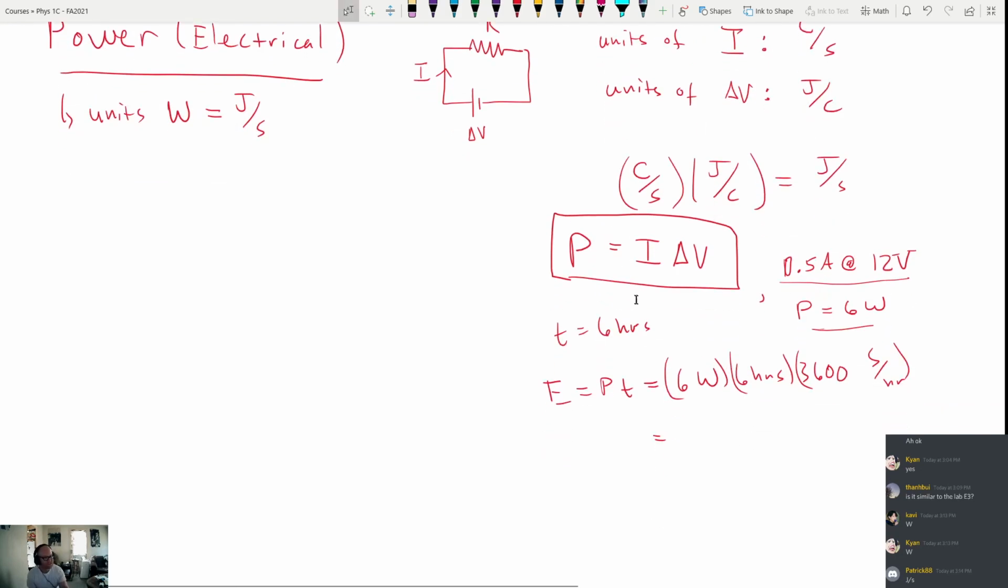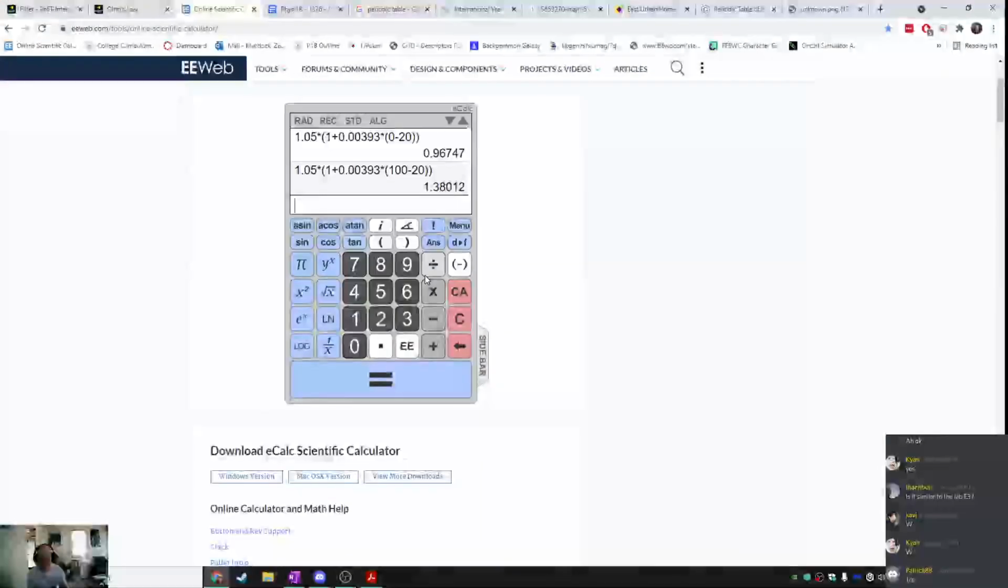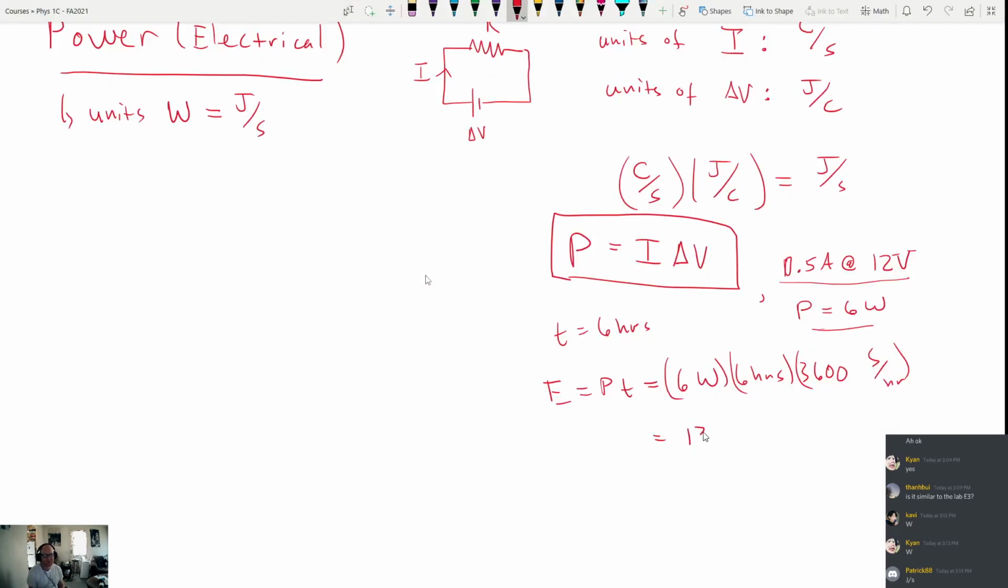Oops, scroll down so that doesn't get cut off. So how much would it be? That would be 6 times 6 times 3600, right? You get about 130,000 joules.